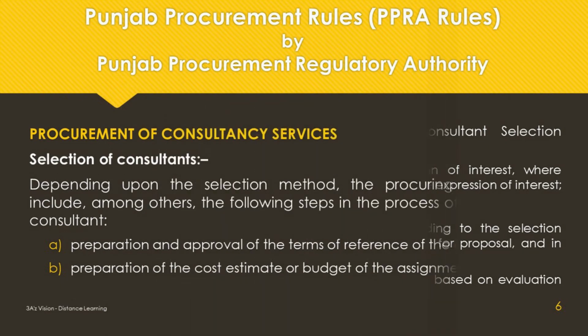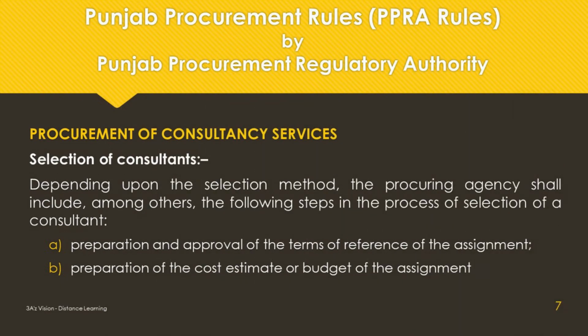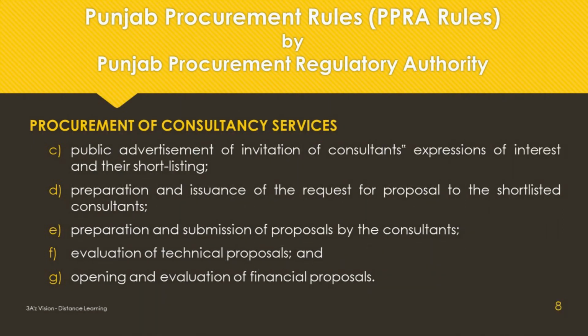Selection of consultants. Depending upon the selection method, the procuring agency shall include, among others, the following steps in the process of selection of a consultant: preparation and approval of the terms of reference of the assignment, preparation of the cost estimate or budget of the assignment, public advertisement of invitation of consultants, expressions of interest and their short listing, preparation and issuance of the request for proposal to the short-listed consultants, preparation and submission of proposals by the consultants, evaluation of technical proposals, and opening and evaluation of financial proposals.